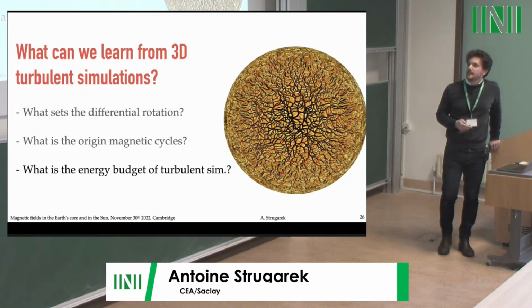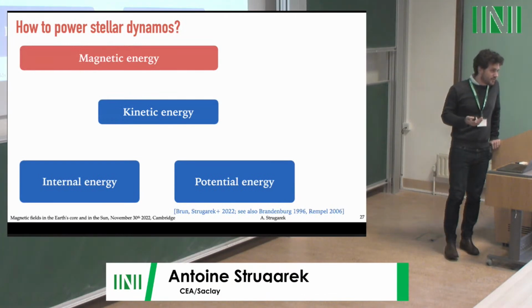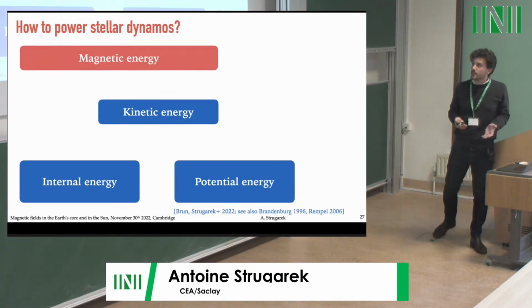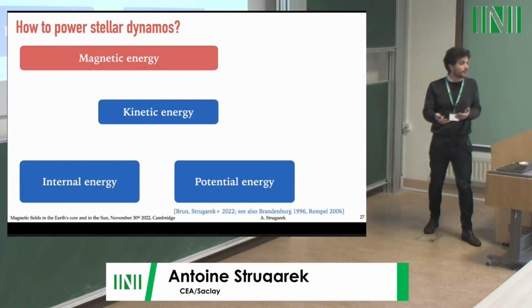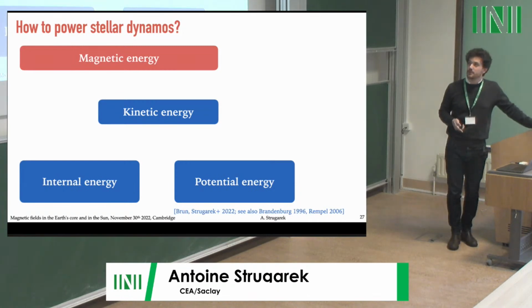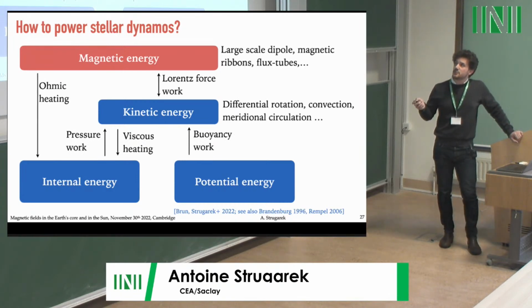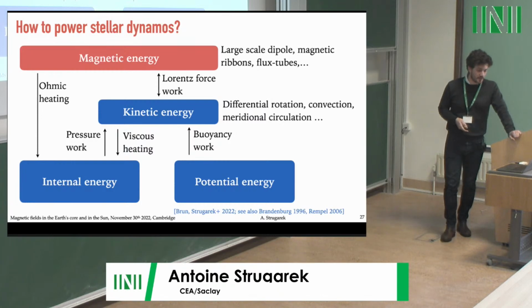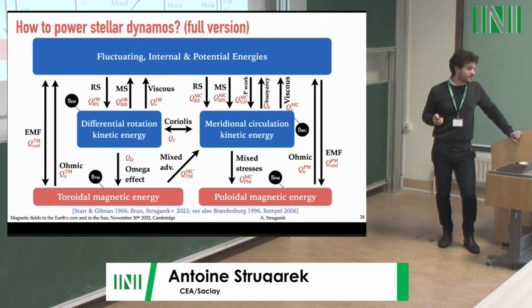Now I'd like to finish with this last part, which is the energy budget of these turbulent simulations. I've shown you the energy budget for the differential rotation. Now I'd like to do that same thing for magnetic energy. When you're looking at reservoirs, magnetic energy, of course, is special because you have to go through flows to give energy to your magnetic reservoir. As I said before, for the kinetic energy, you play around with potential and internal energy. Then you exchange energy through the Lorentz force with the magnetic energy, and then you can lose some through ohmic heating. Well, of course, this is a very simplistic way of looking at things, so let's get to the less simplistic way.